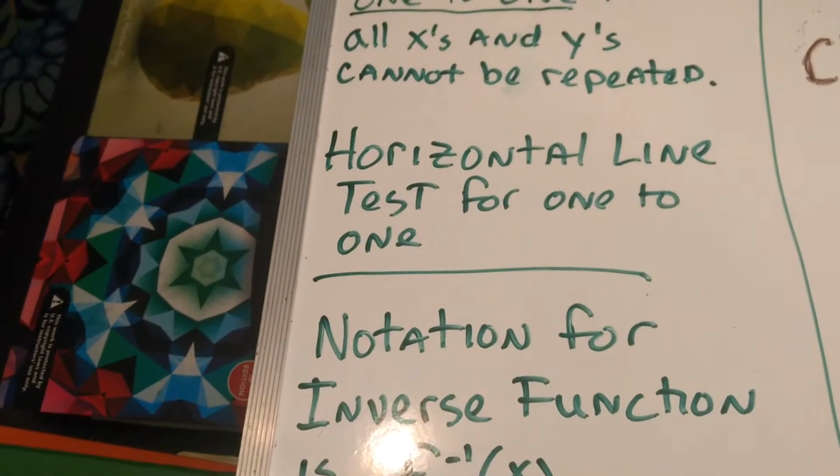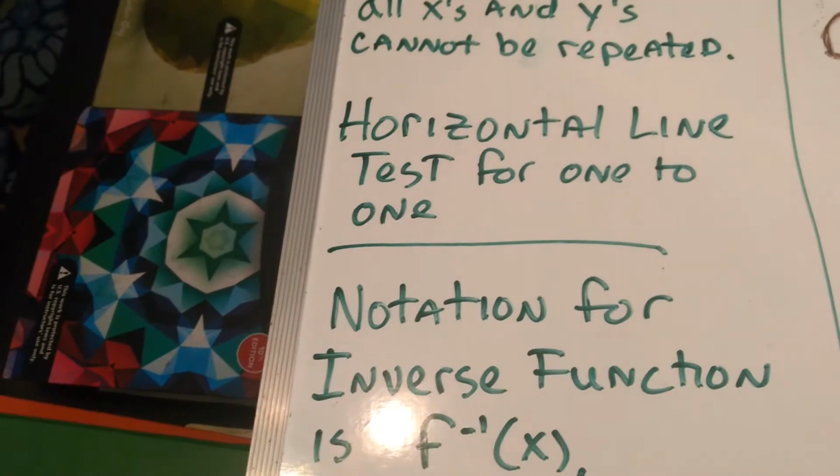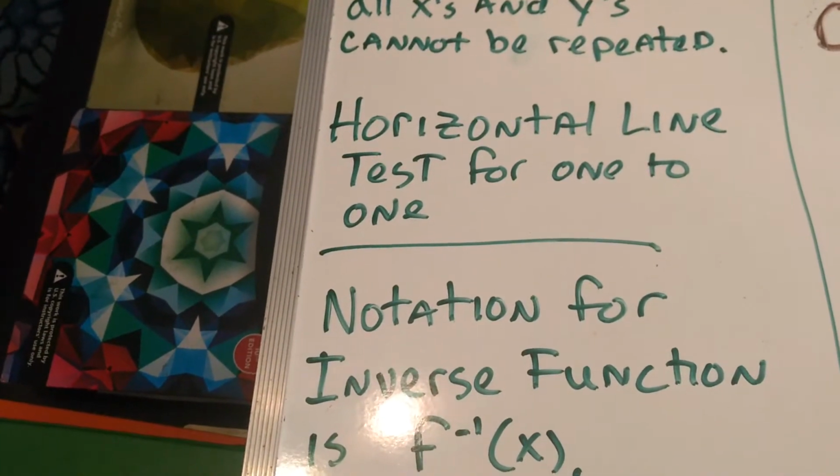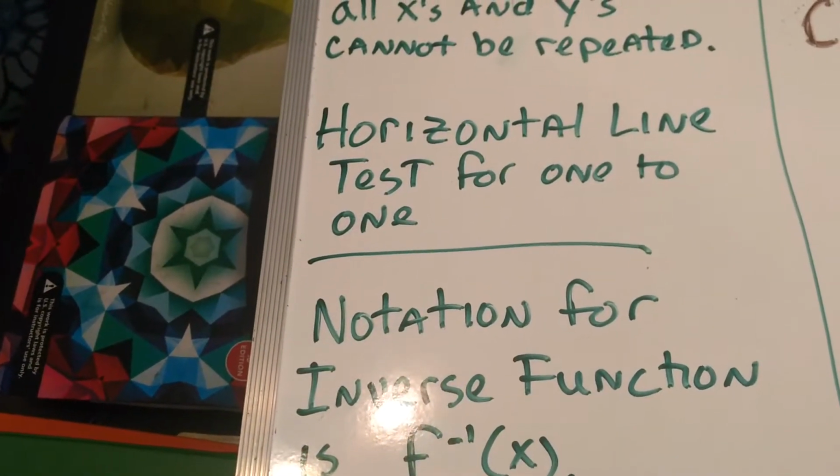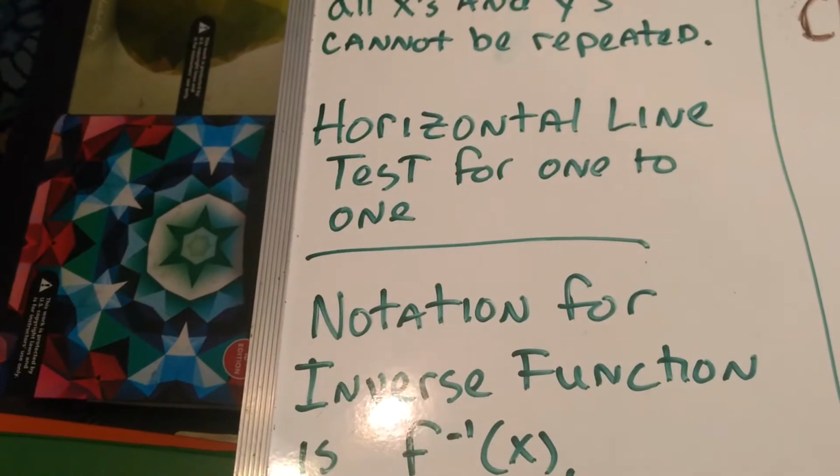Horizontal line test is where we draw a horizontal line or an infinite amount of horizontal lines. If they only intersect one point on the graph, it's considered to be one-to-one.